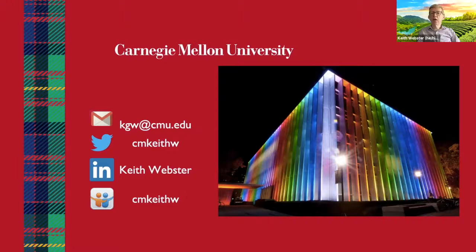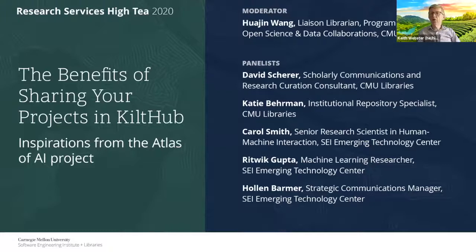So with that, I am going to pause. I am happy to take any quick questions, but I really do want to turn things over to my colleagues on the panel. So what I'm going to do there, seeing nothing new in the chat, is introduce my colleague Huajin Wang, who I mentioned earlier. Huajin is one of our faculty in the liaison librarian team. She is a cell biologist by training and also serves as our program director for open science and data collaborations. Huajin is going to introduce our panelists and facilitate a discussion on the benefits of sharing projects in KiltHub. So Huajin, over to you.